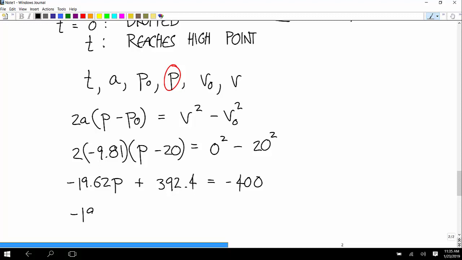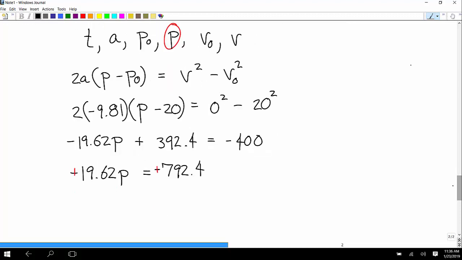And so negative 19.62 times p is equal to negative 792.4. Negatives will cancel each other. And so the final position, what's 792.4 divided by 19.62? 40.39. Okay, that's fine. Meters.